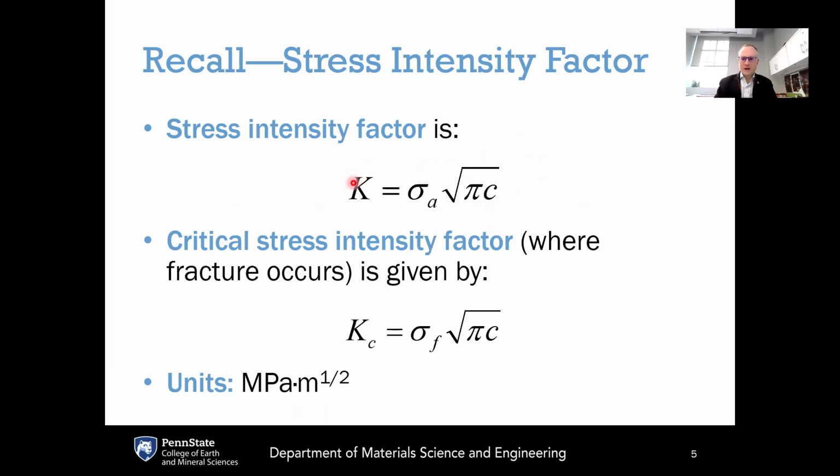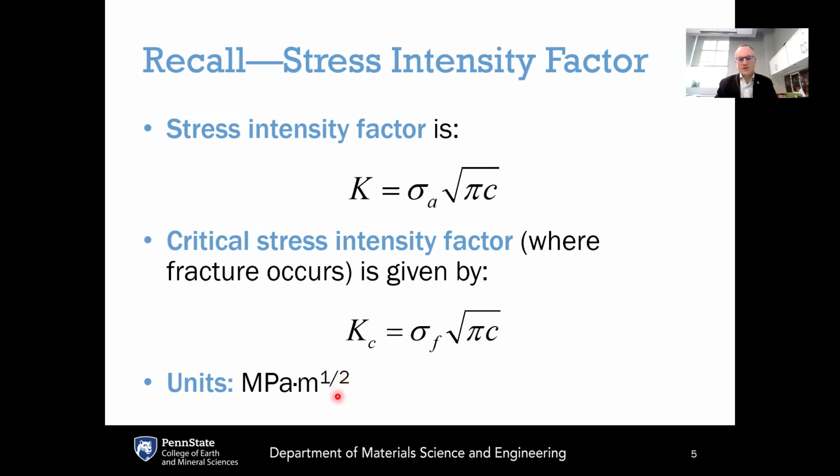The stress intensity factor is given by K, and that is equal to the applied stress times this factor, which is the square root of pi times the length of a crack C. And then the critical stress intensity factor is K with a subscript C, and this is where fracture occurs for a given length of the crack. So this would be the stress at failure times the square root of pi times C.